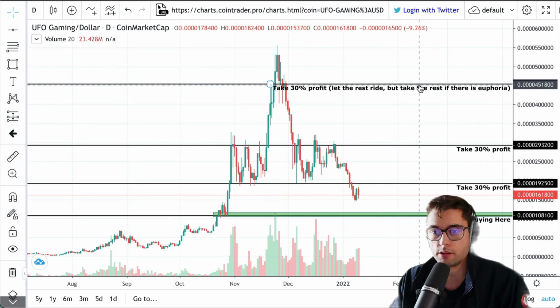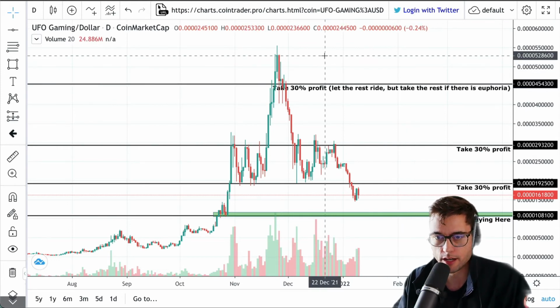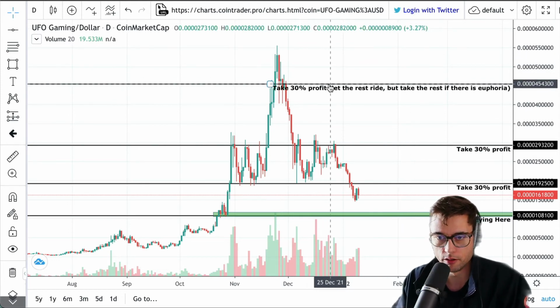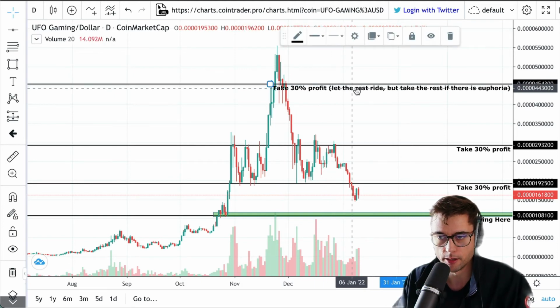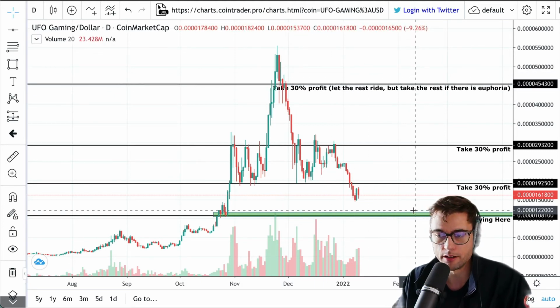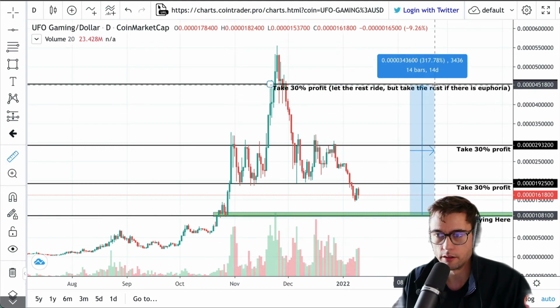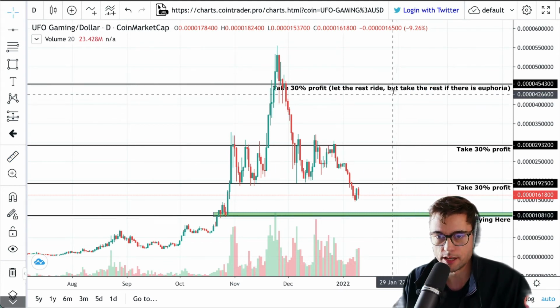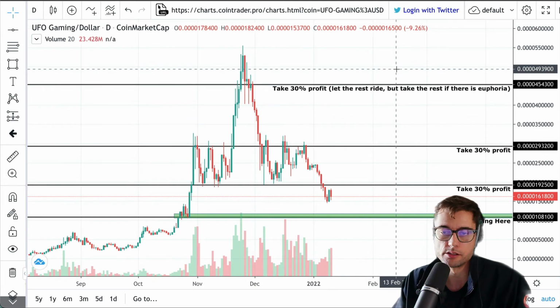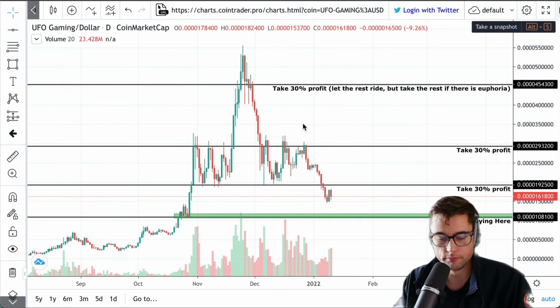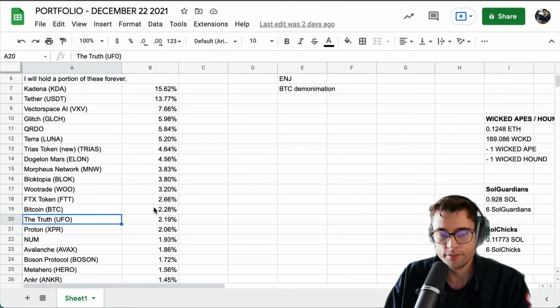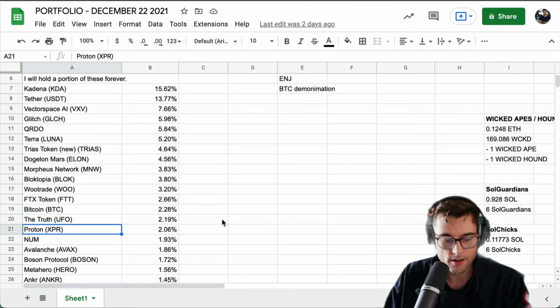Then I'm going to take another 30% profit here. I'm not going to wait until the very top. I'm going to take 30% well below the top at this level right here. And I'm going to have 10% of my initial investment that I bought down here. I'm going to leave 10% and let it ride until there's some type of huge euphoria, and then I'll take the rest out. All right, so now we got UFO out of the way. Let's go on to XPR.